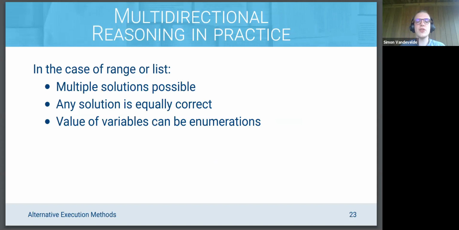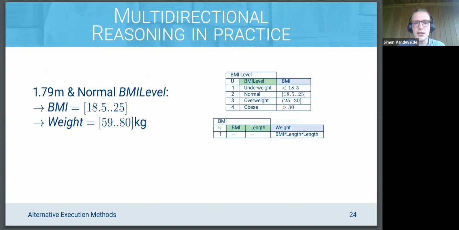And some values of variables can become enumerations. What do I mean by that? Some variables could become lists where you don't actually expect them. I have a small example here where we say that if I am 1.79 meters and I have a normal BMI level, the outputs here would be that BMI is between 18.5 and 25, and weight is between 59 and 80 kilograms. So that's what we can derive from that. And so in this way, we have a solution space, right? Every value of BMI is a correct value, and we don't have a single solution anymore.